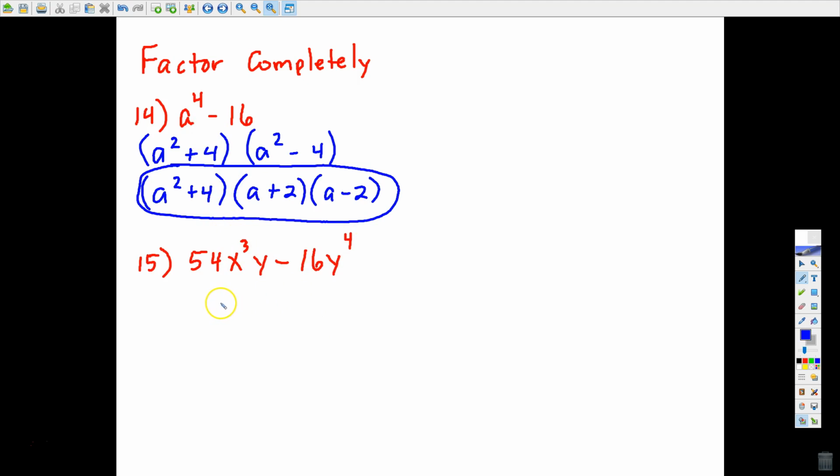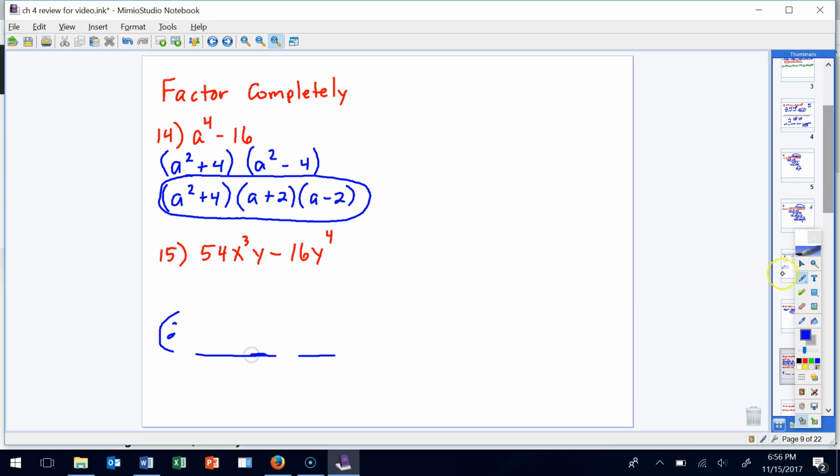All right, number 15. Remember, you always check for GCF first. So when we look for a GCF, we are looking for a number that will divide into 54 and 16, the largest number. And of course, that's going to be 2. And then we look for common variables, and each of these terms has y. So our GCF is going to be 2y. When we divide 2y into both of these, we get 27x cubed minus 8y cubed.